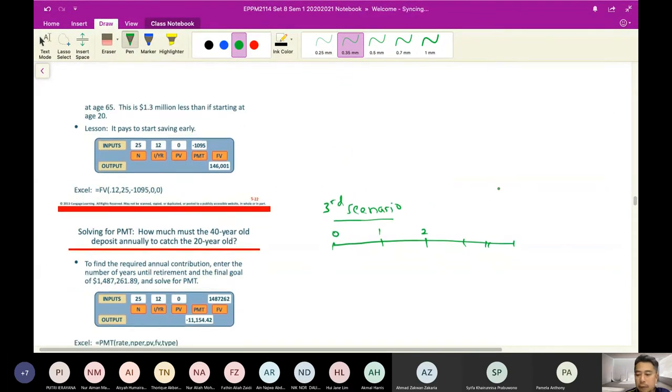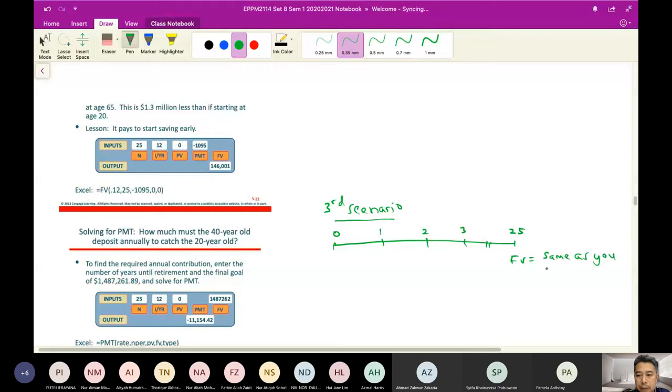I would like to invest for only 25 years, and I want the same amount as you. I want my future value of investment to be the same as yours, which is 1.4 million plus. So how much do I need to save now? How much is my payment now?